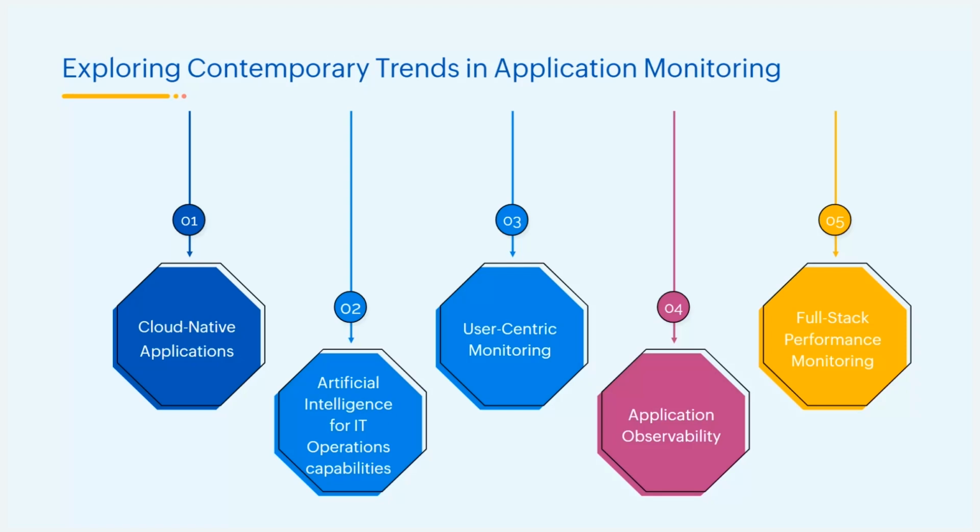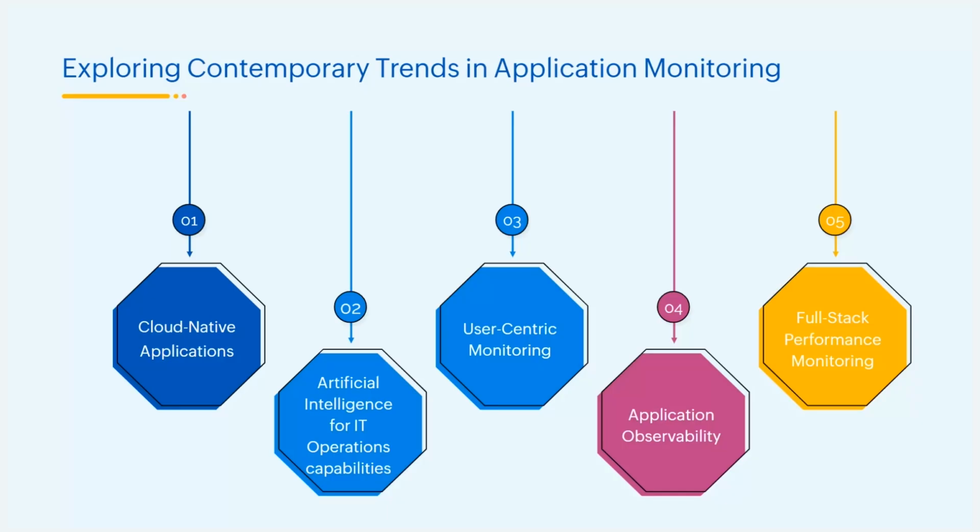So these metrics can be achieved with the help of application observability. And the last is full stack performance monitoring. The goal of full stack performance monitoring is to identify and address the performance issues across the entire application stack, starting from the end user interface to the backend server infrastructure.